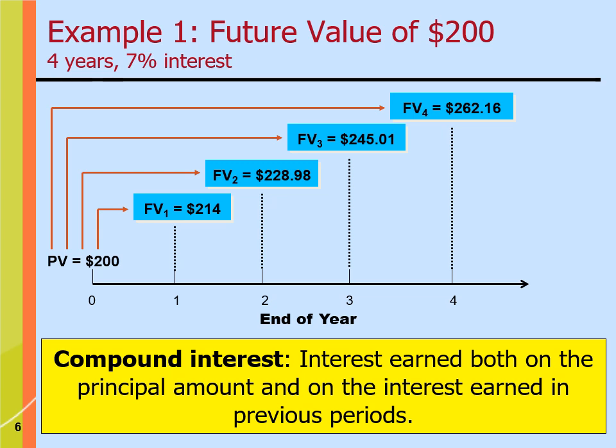This is an example of getting the future value of $200 in 4 years with 7% interest. So from the timeline, you can see the future value of $200. At the end of year 1, you will get $214, while at the end of year 2, it becomes $228, and at the end of year 4, you can see the future value of 200 growing to $262.